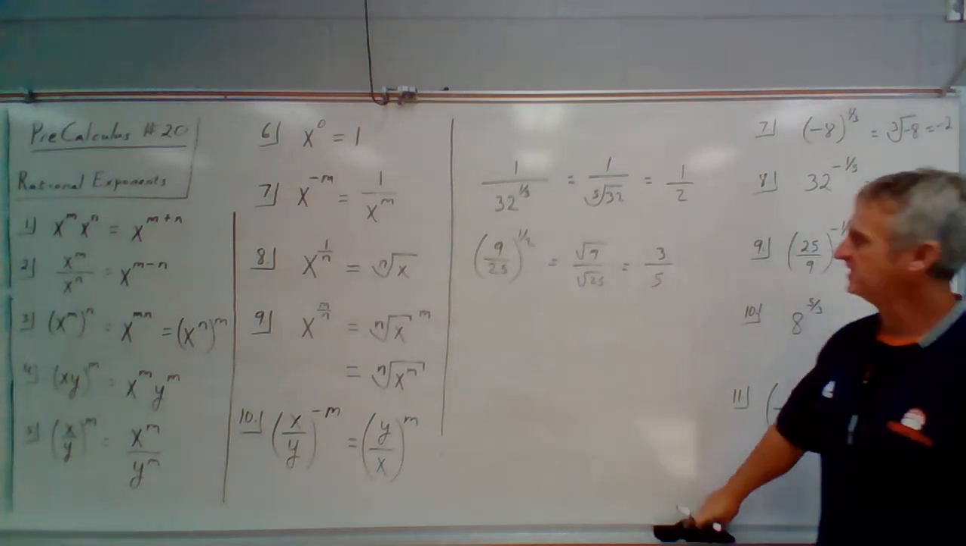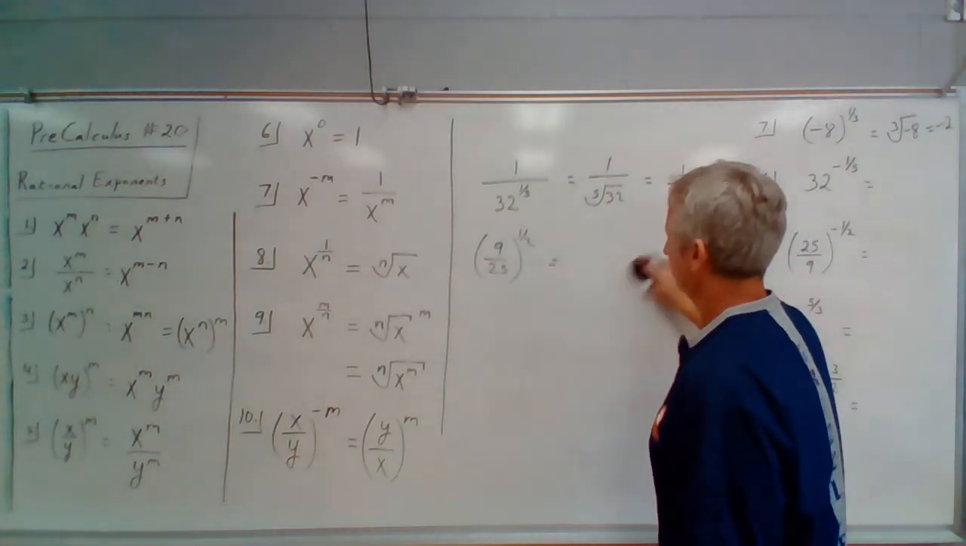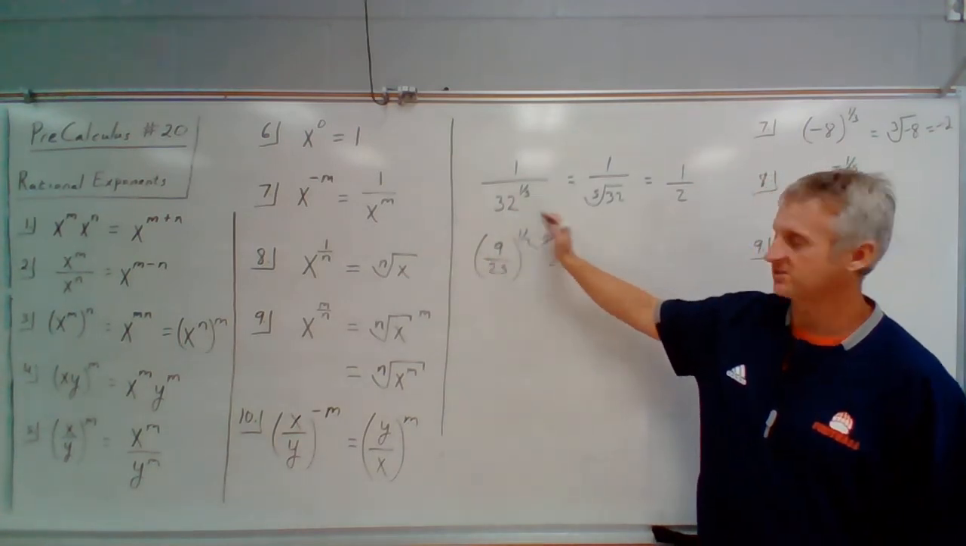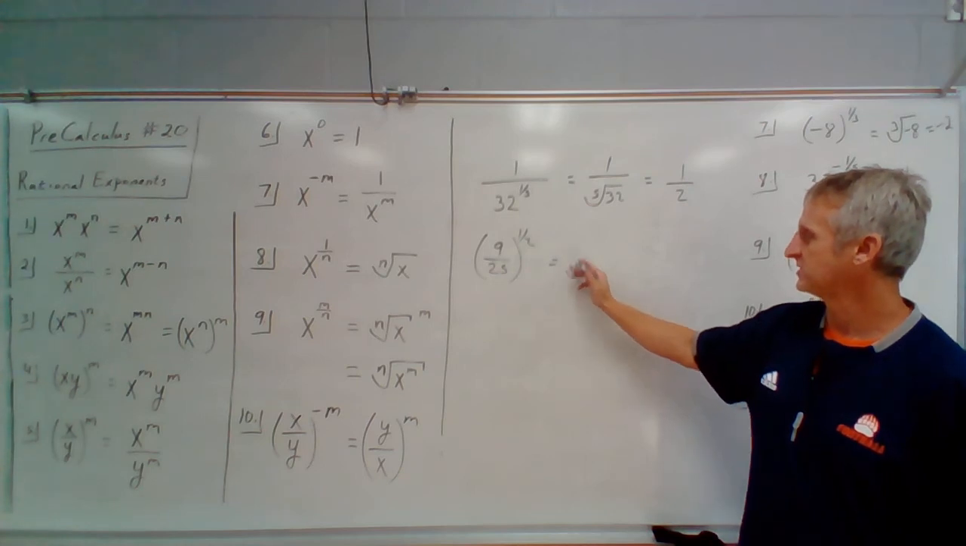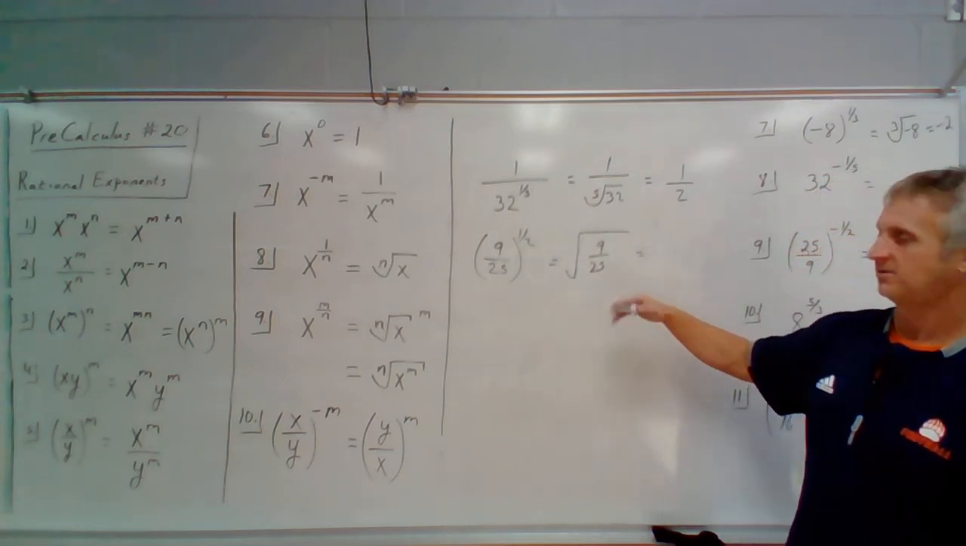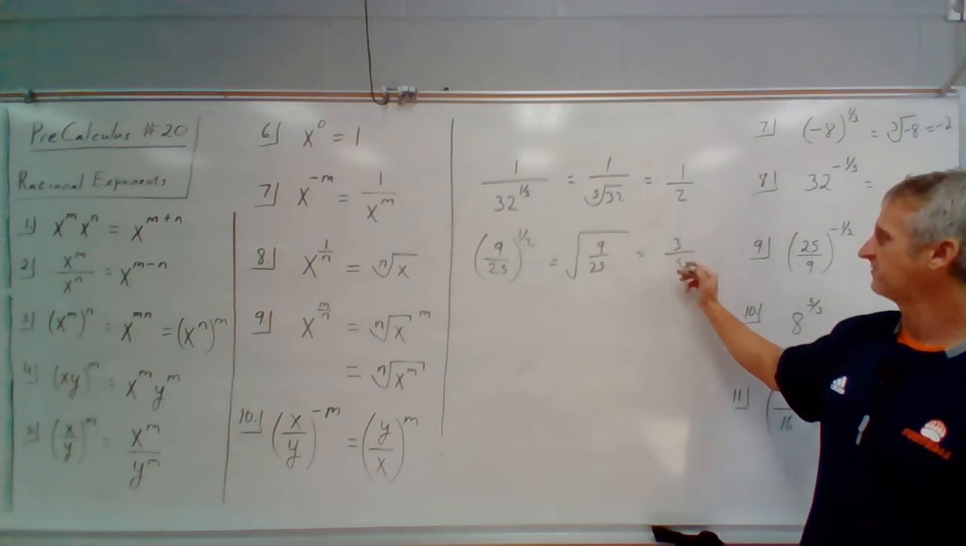Or alternatively, you could have just said, since all of this fraction is to the 1/2, then you could say the square root of 9 over 25, which you can still see is 3 over 5.